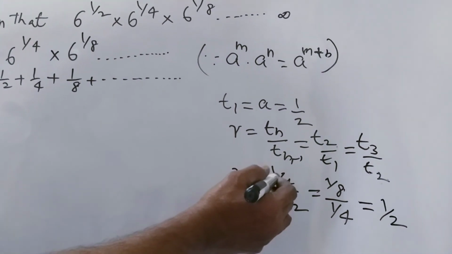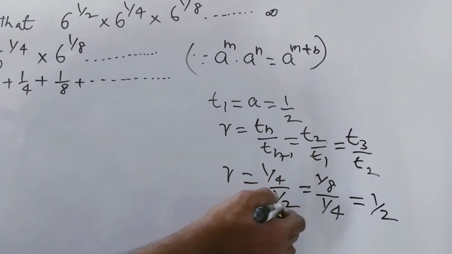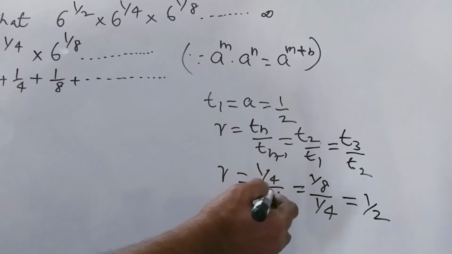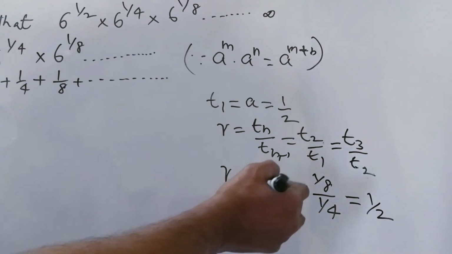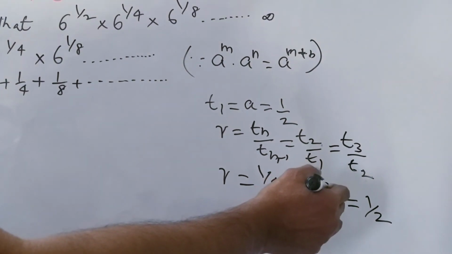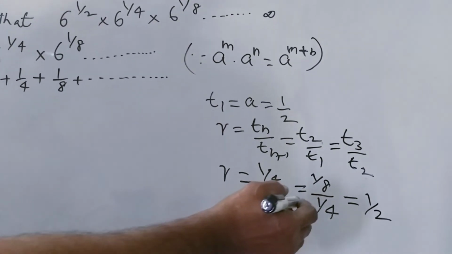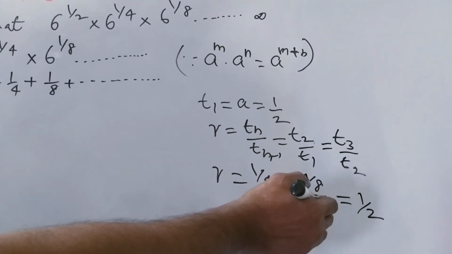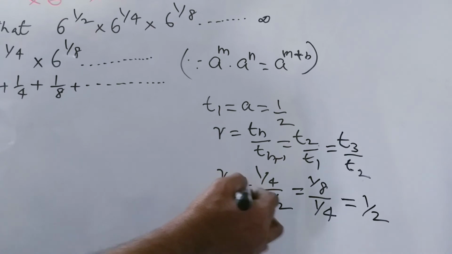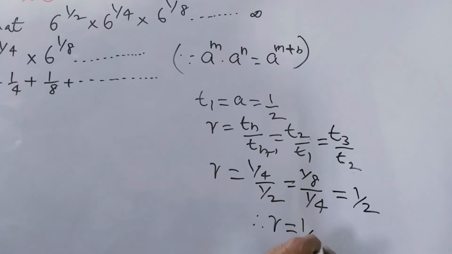Why? Because here we have the a by b by c by d formation, that is equal to AD by BC. A is equal to 1, D is equal to 2, AD is 1 into 2, 2. BC is 4 into 1, 4. 2 by 4 is equal to 1 by 2. And similarly this one also: AD by BC means 1 into 8 is equal to 8 and 4 into 1 is equal to 4. So 4 by 8 is also equal to 1 by 2. So therefore the common ratio is equal to 1 by 2.